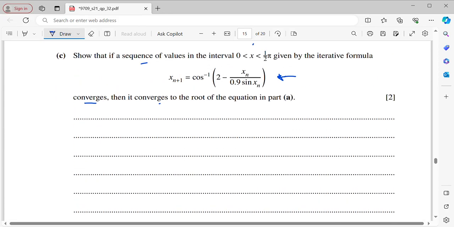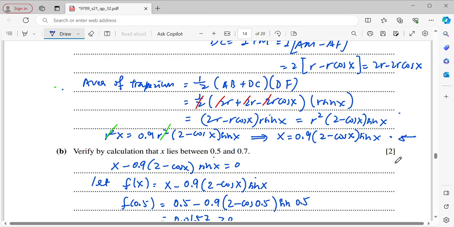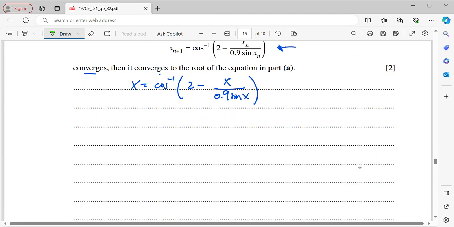Okay, so firstly, we ignore all the subscripts. So it will be x equals cos inverse of (2 minus x) over 0.9 sine x. Then now, when you look at the expression in part A, I need 0.9 times (2 minus cos x), then multiply with sine x. So which means now we shouldn't leave the inverse cos anymore. So you should write cos x, move the inverse cos to the left side. Cos x equals (2 minus x) over 0.9 sine x.